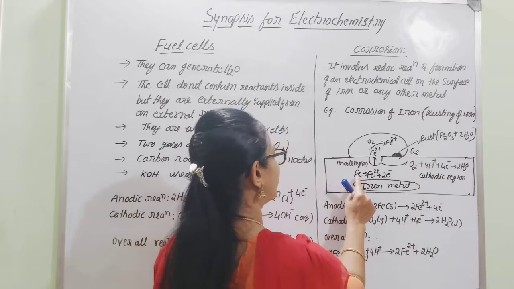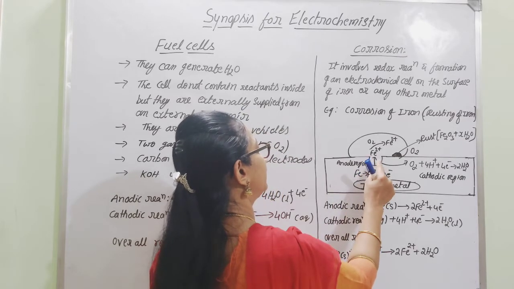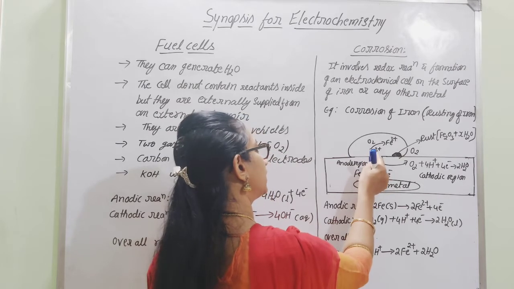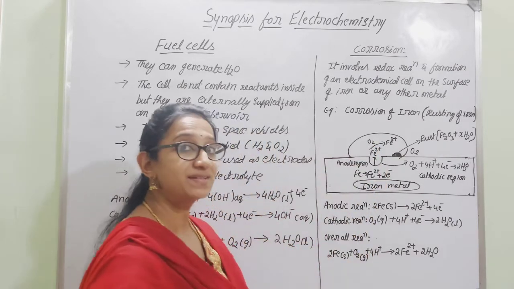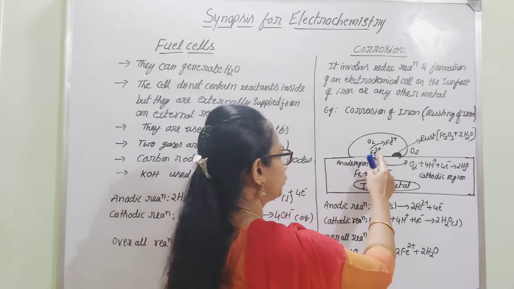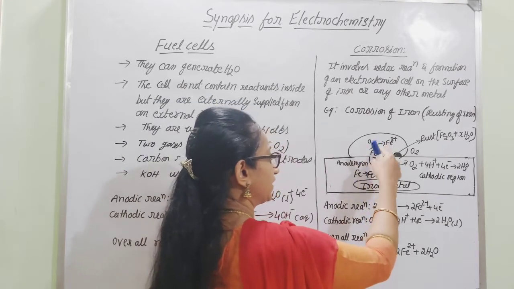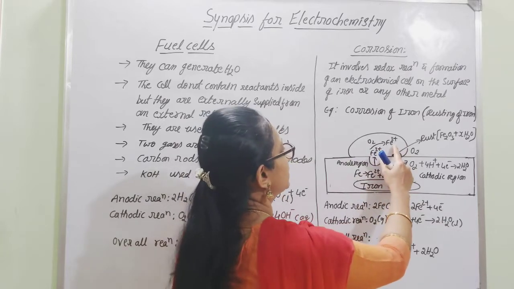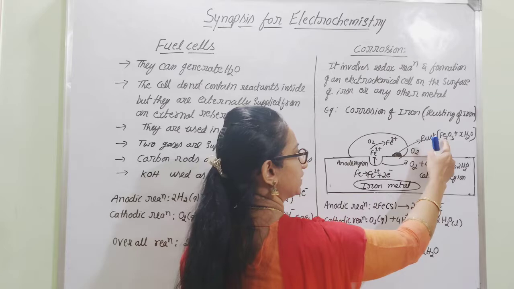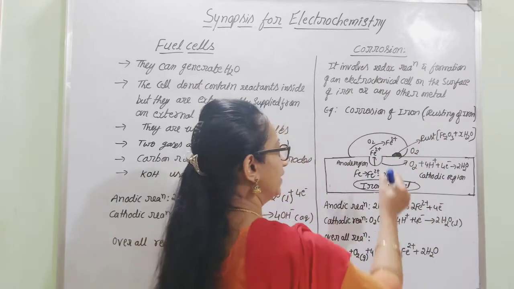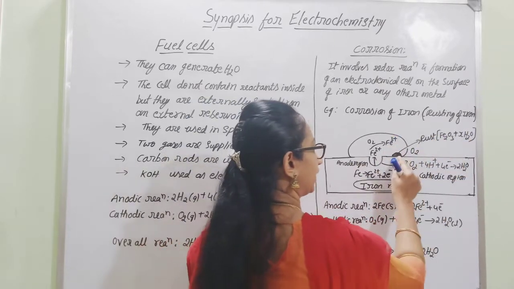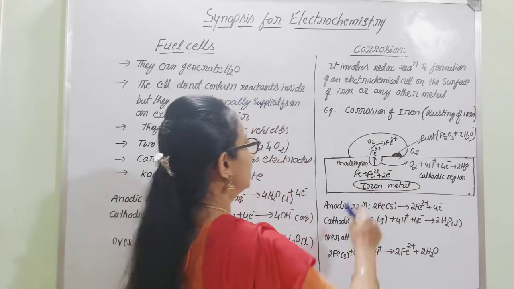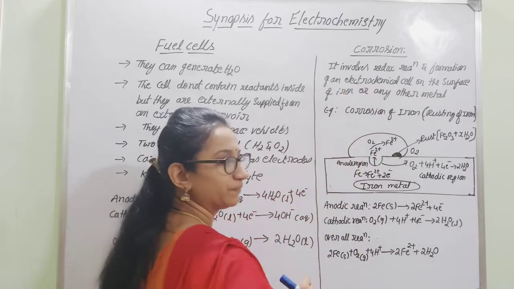Here iron gets oxidized to give Fe2+, but it is not stable. That Fe2+ combines with oxygen and converts into Fe3+. That Fe3+, along with oxygen in the form of Fe2O3, combines with water and results in the formation of rust. Hence this process is called corrosion.